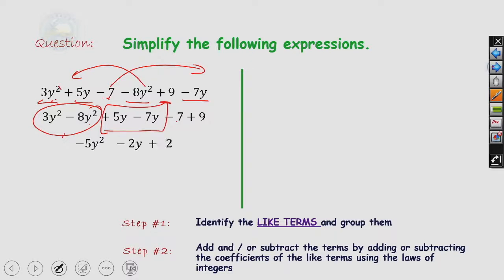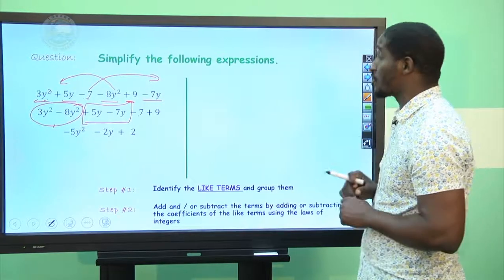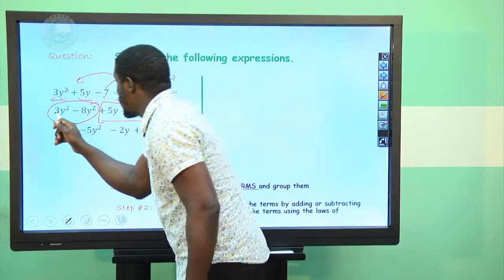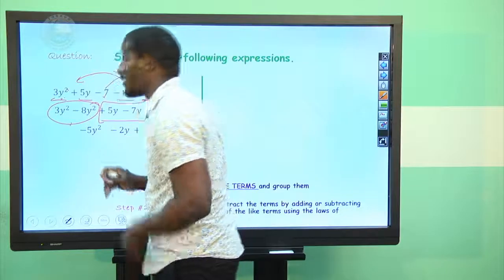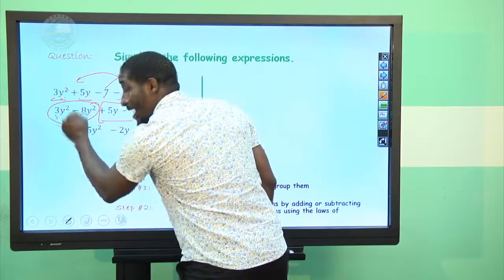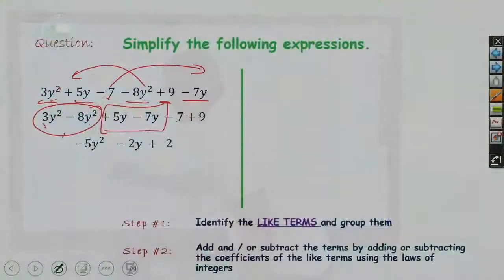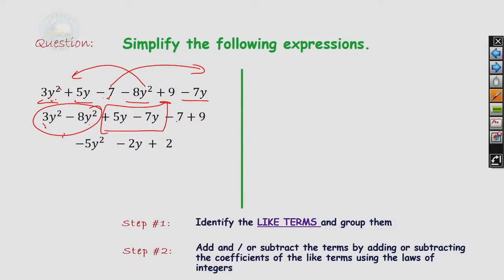So working this out here now, what does it become? Step 2: when you are adding and or subtracting terms in algebra, you are to add or subtract the coefficients of the like terms. So here now, we have like terms, 3y squared, negative 8y squared. Utilizing my laws of integers, I am to add or subtract my coefficients of my like terms. 3 minus 8 is going to give me negative 5. They are terms in y squared, so my answer is going to be a term in y squared. We don't subtract the variables or the exponents.